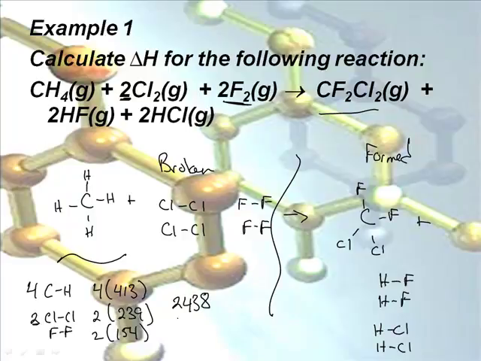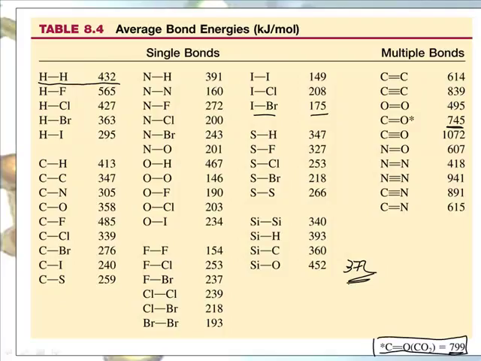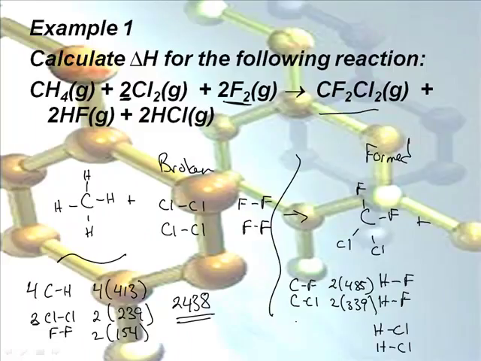2,438. This second one over here, I've got a CF bond. I have 2 of those, and those are 485 each. And I've got a CCl bond, and I've got 2 of those, 339 each. Folks, you understand where he's getting that. He's using this table right here. Got it? Okay. And then I've got HF bond, and there are 2 of those, 565 each. And I've got an HCl bond, and that's 2 of those.